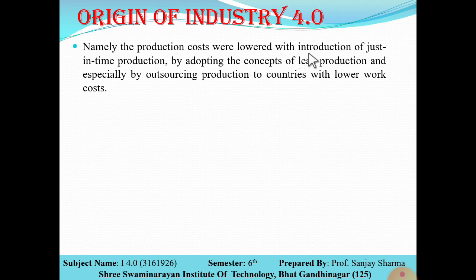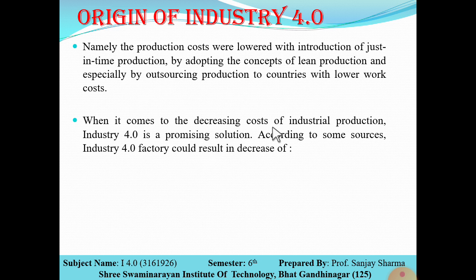Namely, the production costs were lowered with the introduction of just-in-time production. As I told you about Industry 4.0 in my previous video, JIT, IoT, all these are the principles and policies that we have to follow. JIT, that is just-in-time production, by adopting the concept of lean production and especially by outsourcing production to countries with lower work cost. So how we can increase the profit margin and also reduce the labor effort. That was adopted by the theory of just in time for the production.